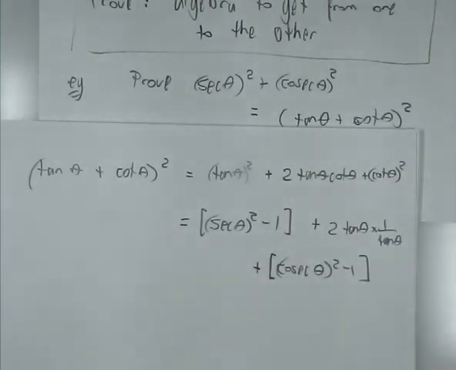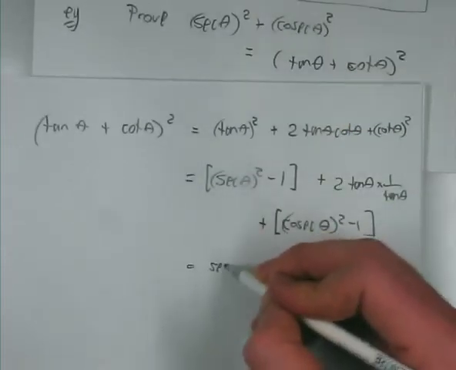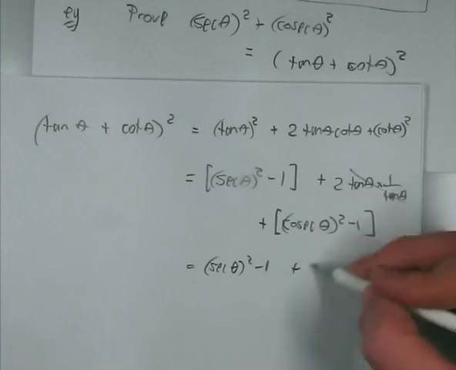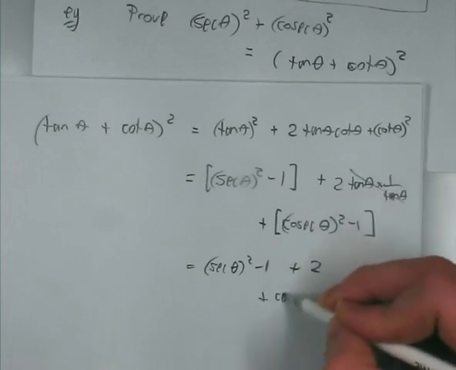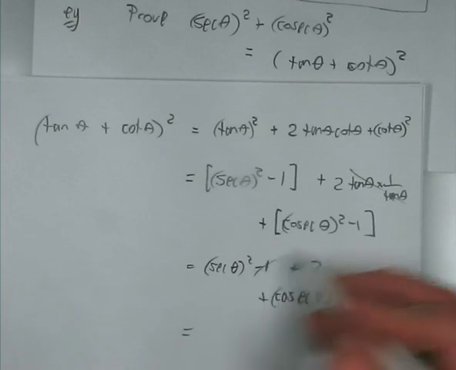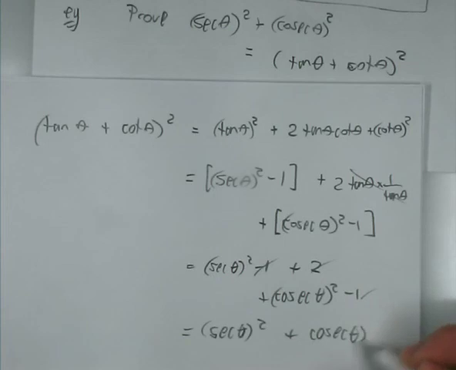Cool. And then if we expand that out, we get sec theta squared minus 1 plus, and they cancel, so plus 2, plus cosec theta squared minus 1, and they all cancel, so I get sec theta squared plus cosec theta squared. Yay! It's true, because I started at one, did working, and got to the other one.